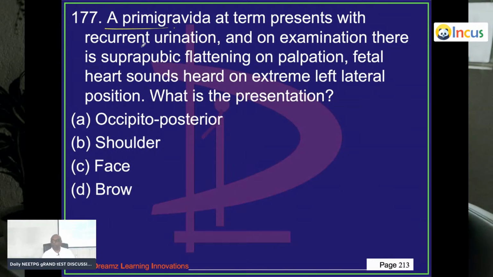Primary gravida, recurrent urination, suprapubic flattening on palpation, fetal heart sound heard on the extreme left lateral position. Then what is the presentation? Occipital posterior, sir. Correct. Very good. OP.